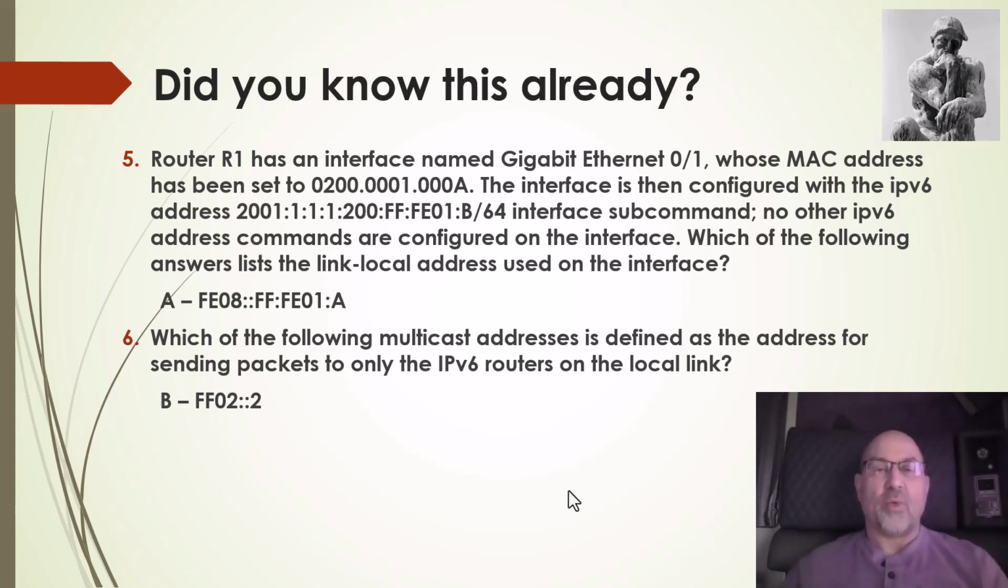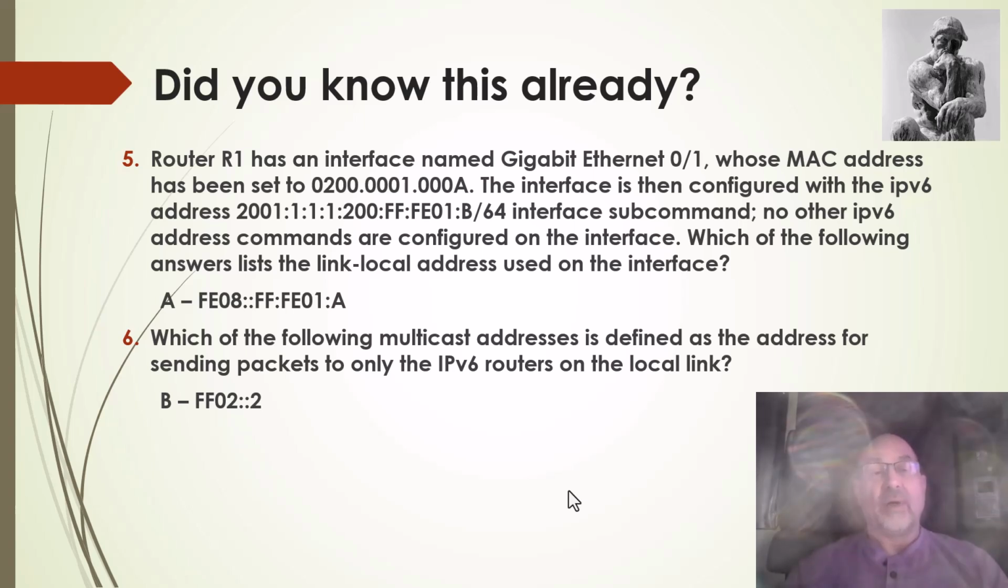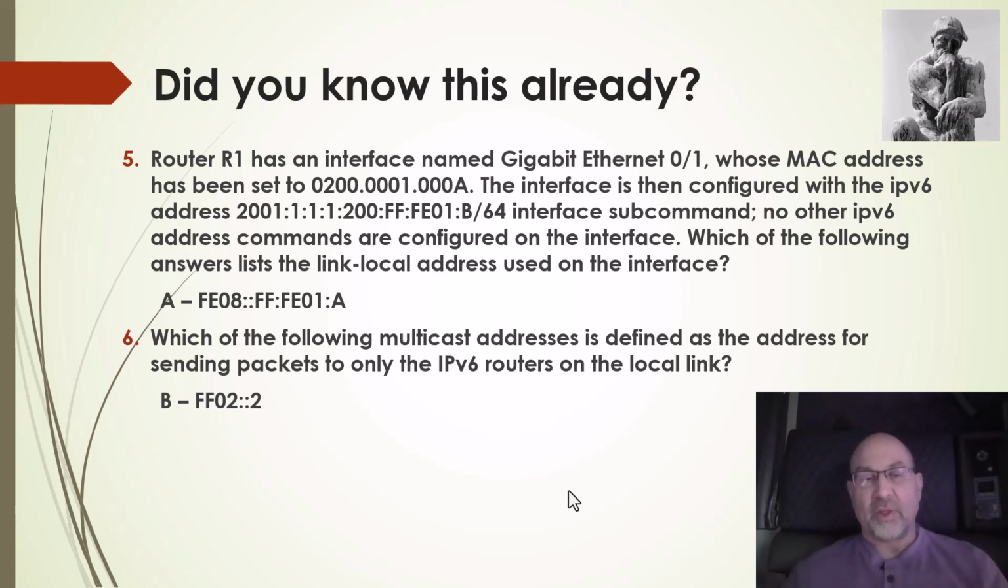Question number 5, router 1 has an interface, G01, with the MAC address configured. The interface is then given an IPv6 address. If no other interface commands are used, which of the following will be the link local used on the interface? Well, again, the conversion, but in this case, it's got the MAC address configured, right? So you'd be putting it in there, flipping the bit, and then doing all the zero suppression. So that was A.